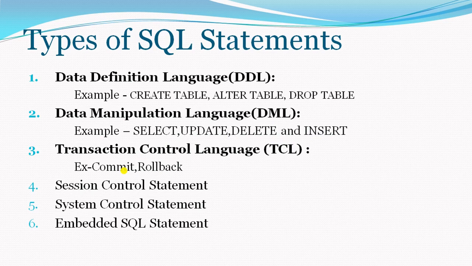These are the examples of transaction control language, commit and rollback. It controls the entire transaction and changes it accordingly. So basically these statements don't come in class 12. You mostly have to cover these two particular languages, data definition language and data manipulation language.